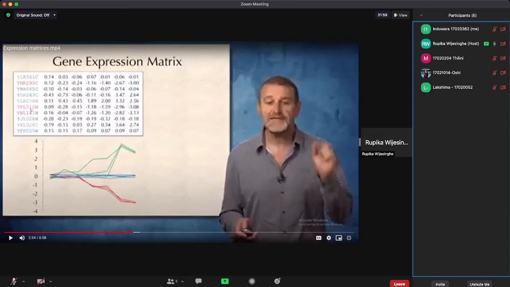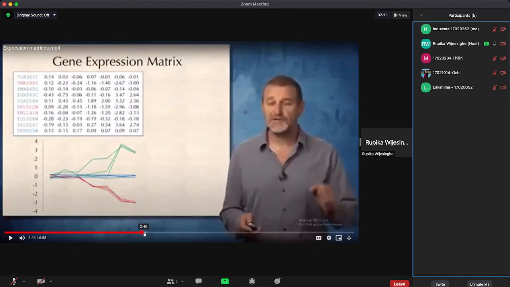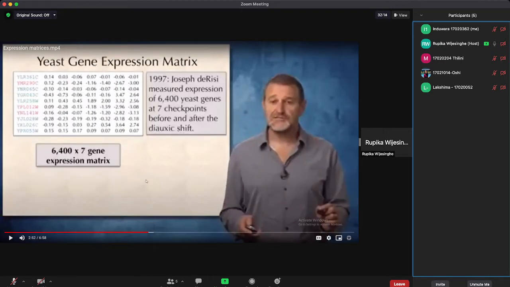The genes that are working in the same manner are colored by one particular color. That means the red ones are behaving in the same manner. So these are the number of genes that yeast has, right?